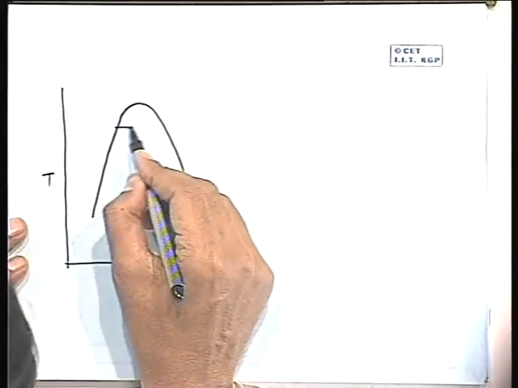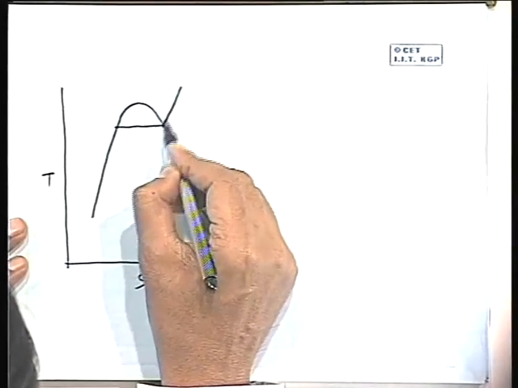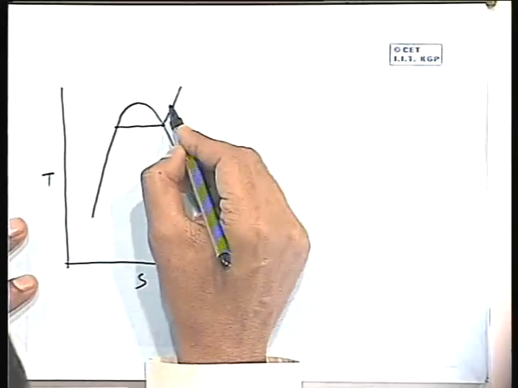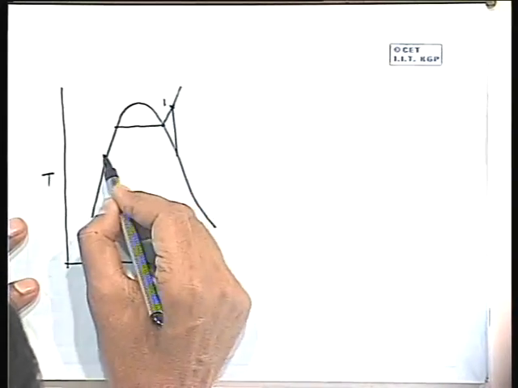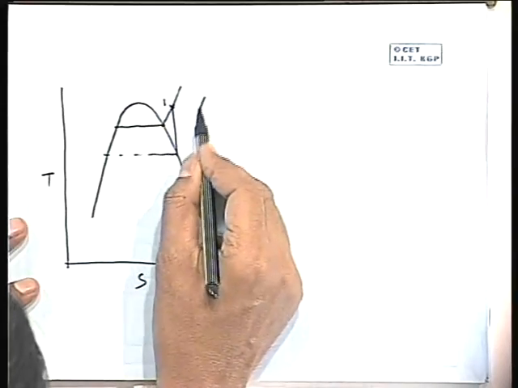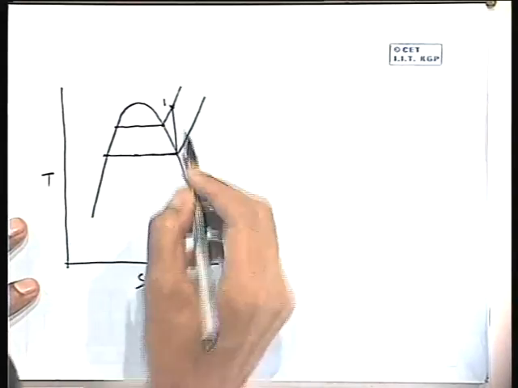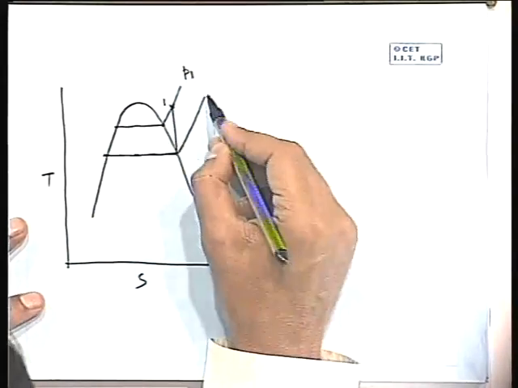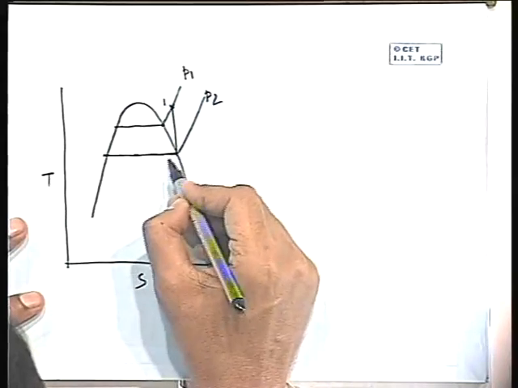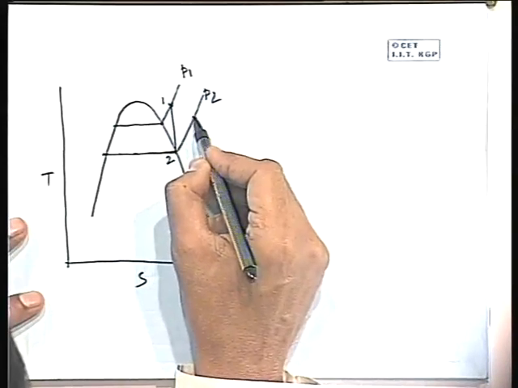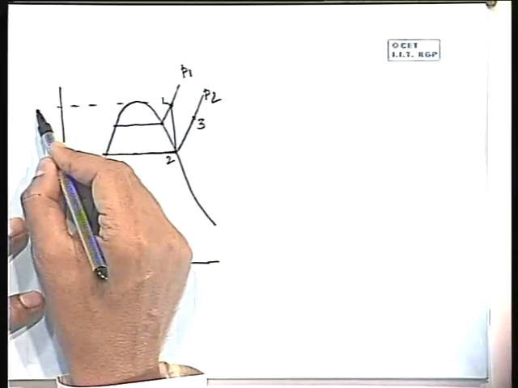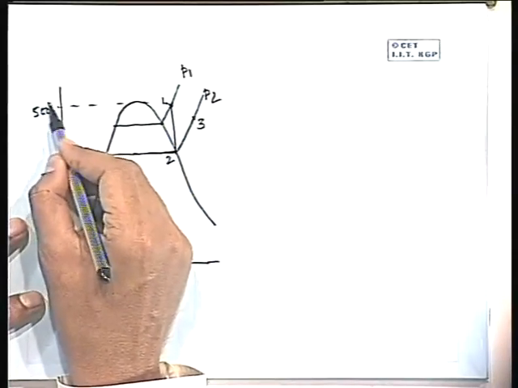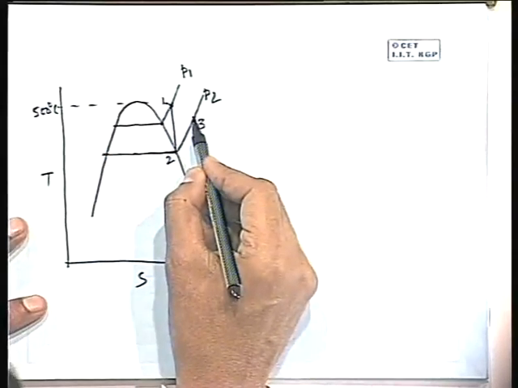That means this is the inlet, point 1. Then it is reheated. This is the intermediate reheat pressure, that means this is P1. So this is 2. Then it is reheated to a temperature which is not the same as that. This is 500 degrees Celsius, so this is 400 degrees Celsius.